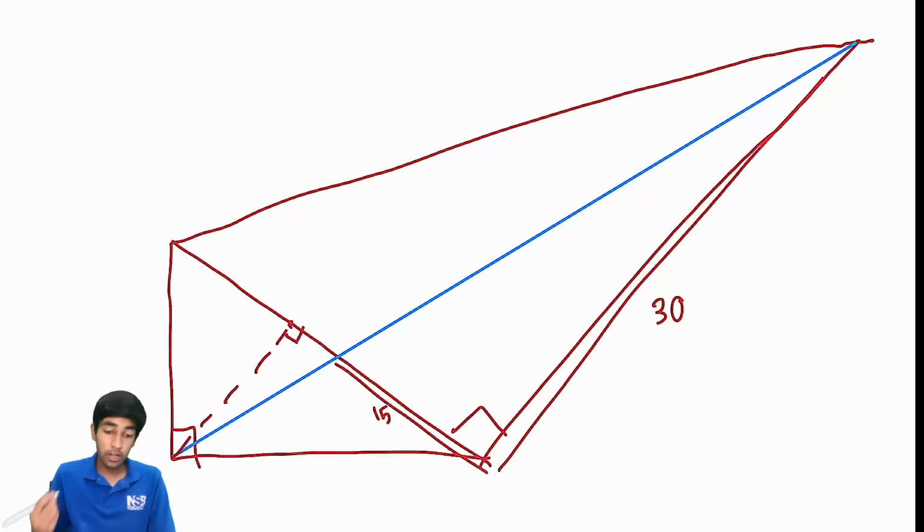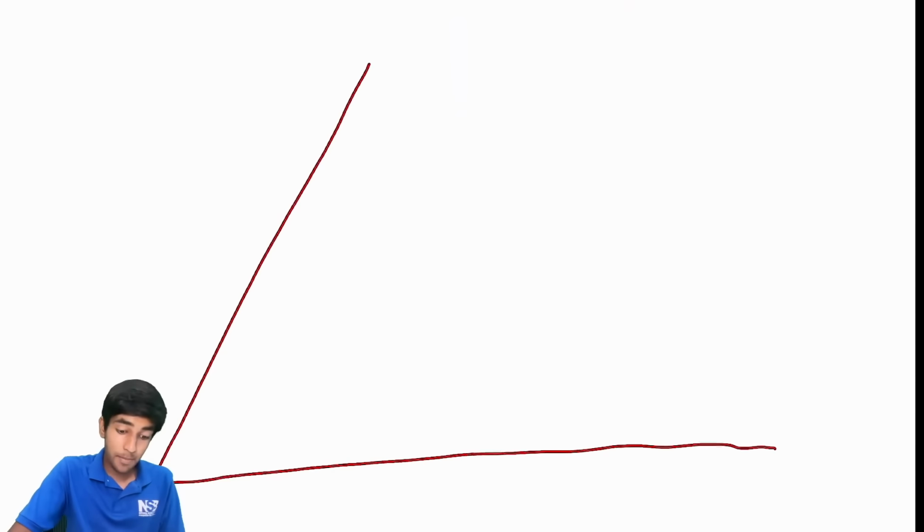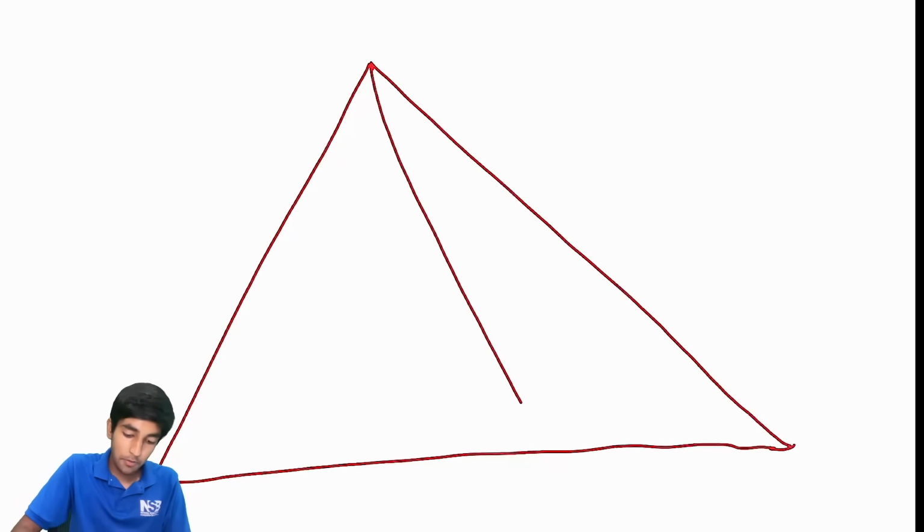Now another strategy, which is equally as difficult, is drawing parallel lines. This is slightly rarer, but if you look at many contests, it is still very useful. So for example, let's say we've got something like this. I don't know. And let's say we have the midpoint over here, and we draw this line.